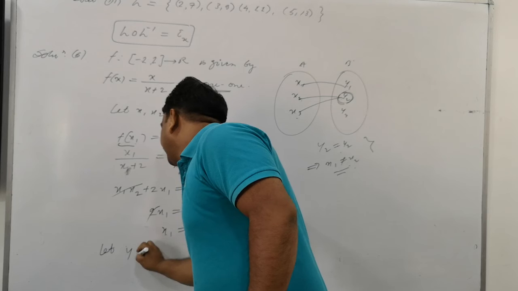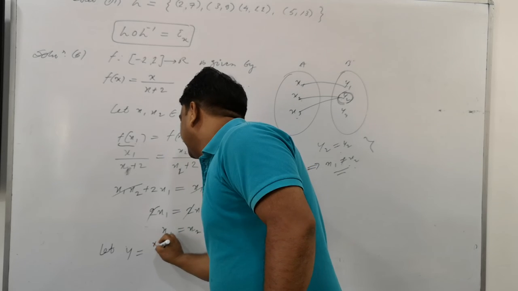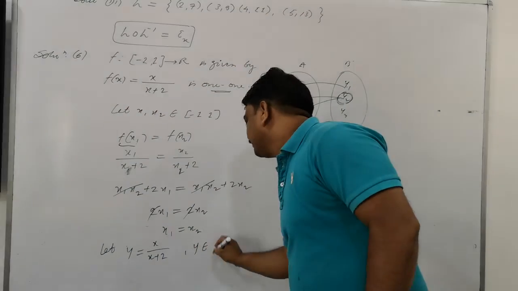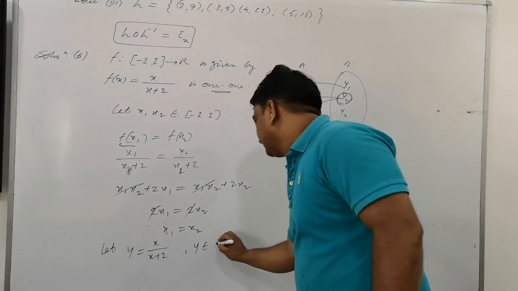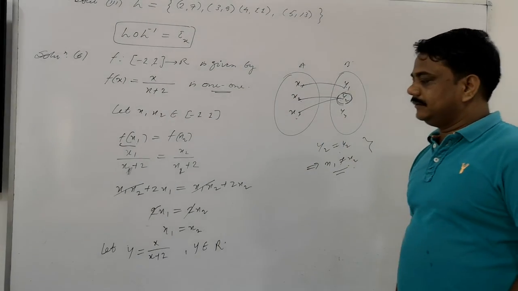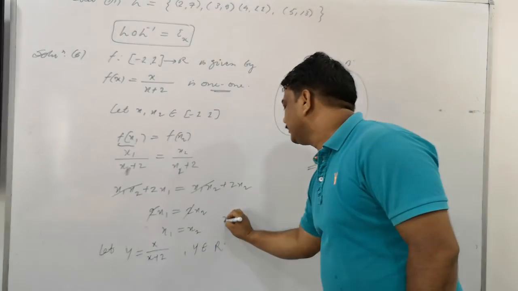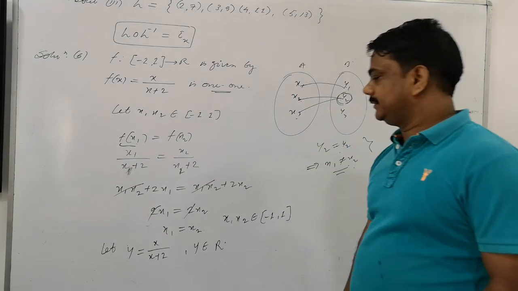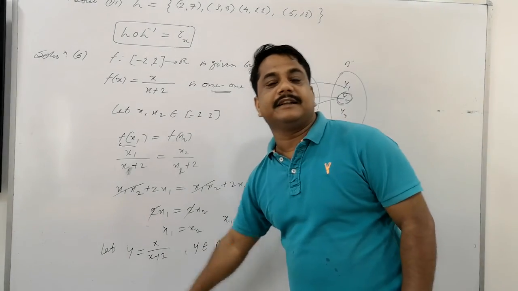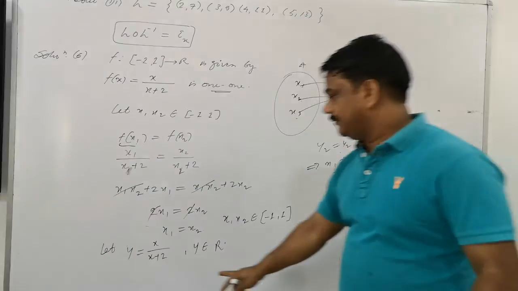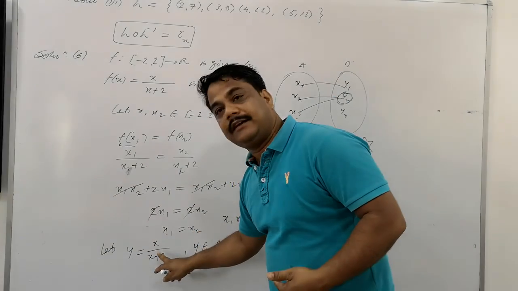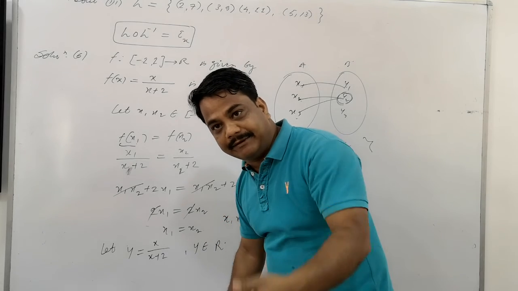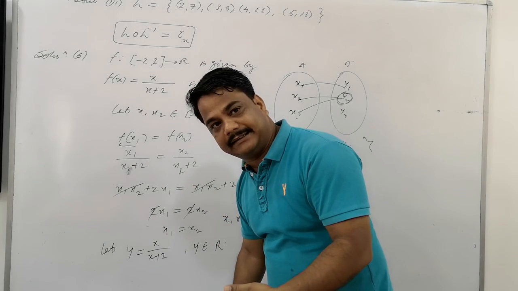Let y is equal to x divided by x plus 2, where y belongs to R. Is that clear? And here x belongs to R minus {-1}, and y belongs to R. We are considering a function. Listen, okay? So y is given under f with the help of x. Now x is to be retraced. How can x be brought back?